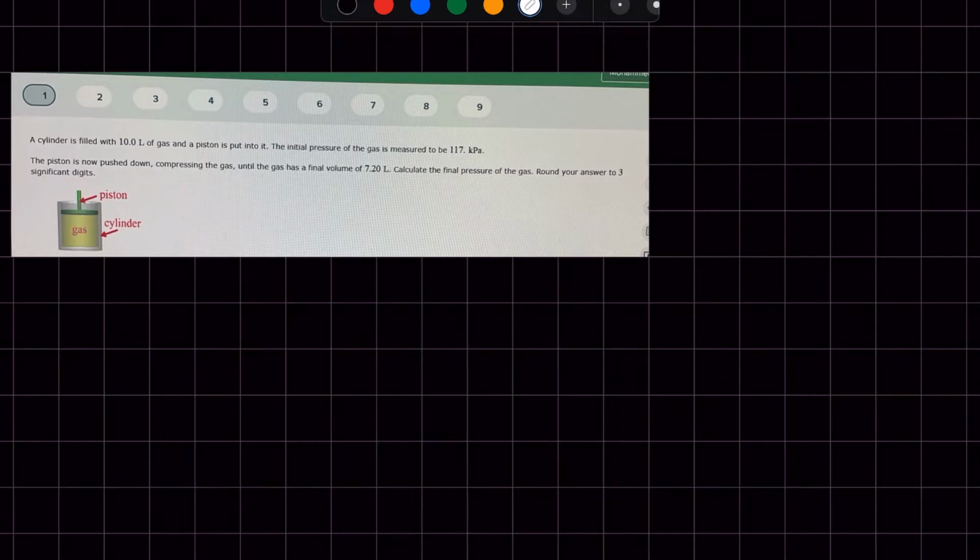So the best way to tackle these problems is just to figure out what gas law we're using. In this first one, we're using Boyle's law, and then we have to know the equation for that. The equation for Boyle's law is just P1 V1 is equal to P2 V2. The P1 is our initial pressure, and our V1 is our initial volume, and then our P2 is our final pressure, and our V2 is our final volume. So let's go through the problem, and we're just going to break down what each one is.